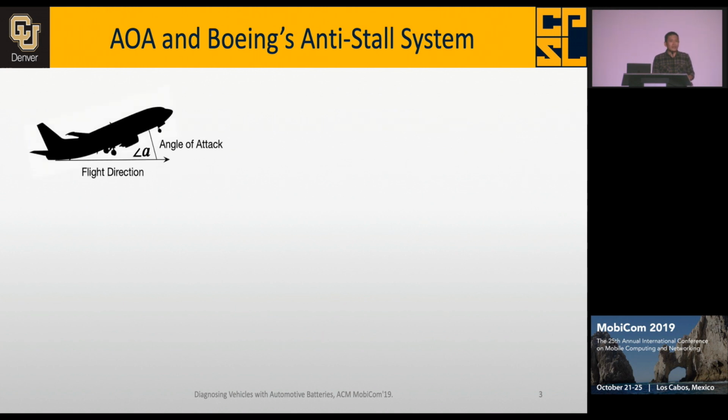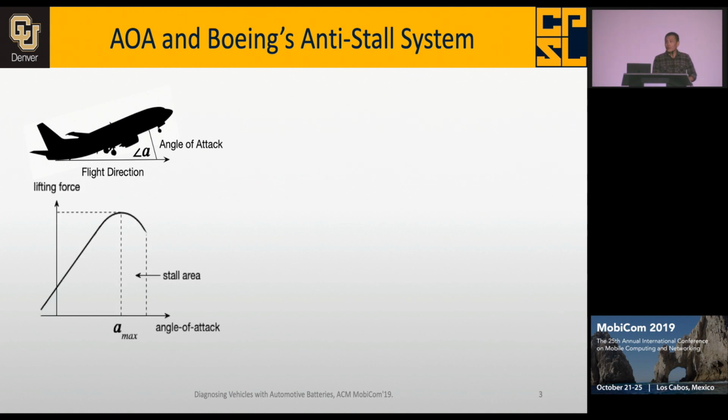AOA, by definition, is just the angle between the body of the airplane and the oncoming wind. As shown in the figure, this is just alpha here. And why do we need this? If we want to keep the aircraft in the air, we need a lifting force, right? And this alpha directly determines how much force we can have. Very straightforward. If the alpha is too small, we do not have enough force.